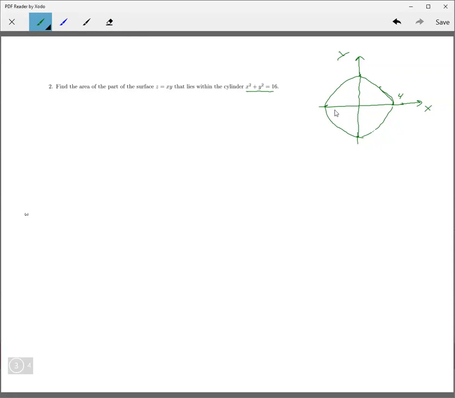So when you see something like this, you should immediately think, hey, let's maybe try polar coordinates. Things might work out better if we do that, right? And so this becomes r equals 4. And this is the area that we're going to be going over, the area of the surface. So we can integrate across this by having r go from 0 to 4 and theta go from 0 to 2 pi. Okay, r dr d theta.